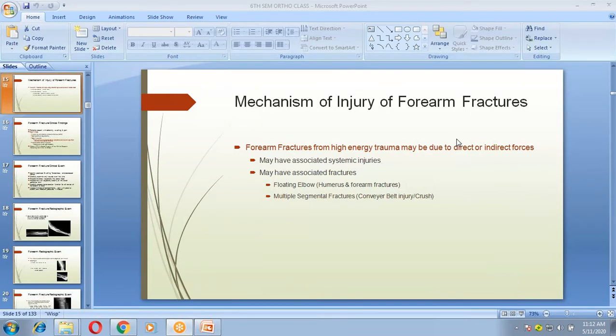Combination is when there are more than two fragments. Suppose there is a fracture with only two fragments, distal and proximal. If there are more than two fragments, I mean multiple fragments, then it is called a comminuted fracture. So a direct high energy injury will cause a comminuted fracture.